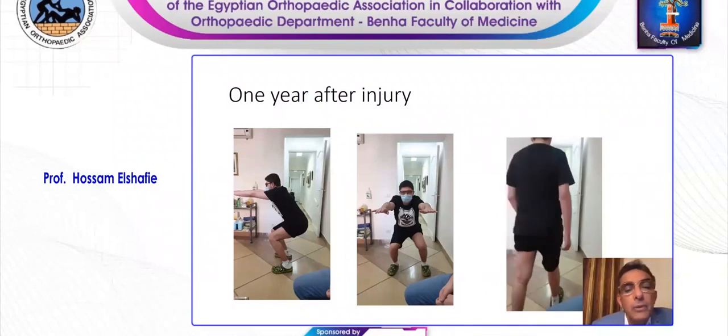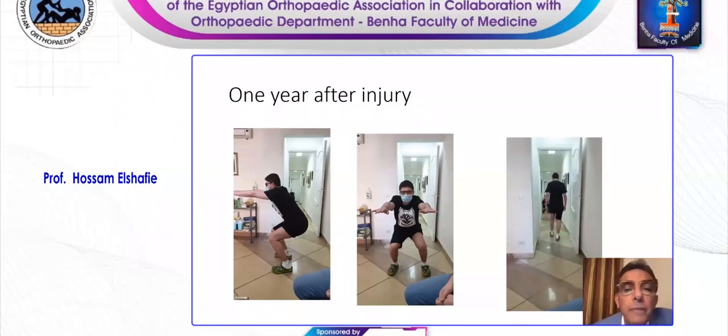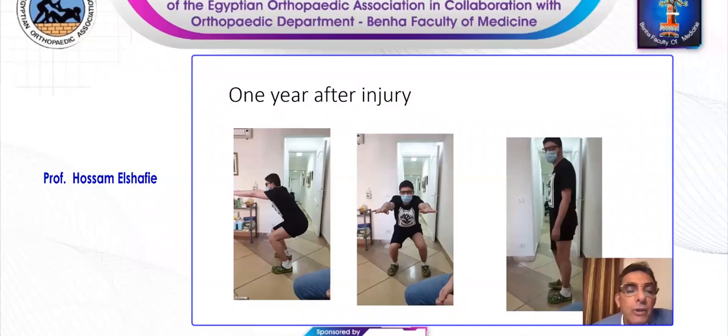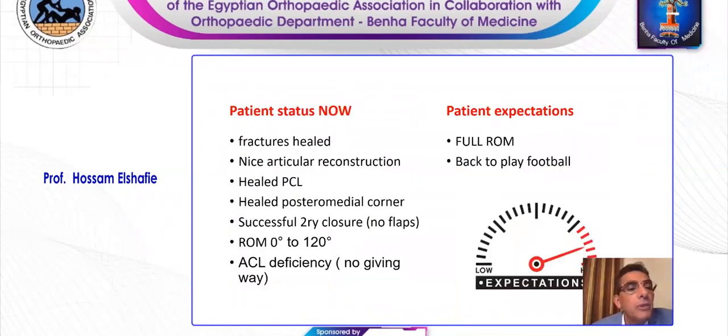You see the patient has fully weight bearing. Stable knee. He doesn't have any sign of instability. He has range of motion as you see from the side. He had a full knee extension and flexion up to 120 degrees. He was able to squat, jumping. He's very good. Patient's status snapshot: fractures healed, nice articular reconstructions, healed PCL, healed posterior corner, successful secondary closure, range of motion from 0 to 120. Still has ACL deficiency, however he doesn't have any giving way complaints.